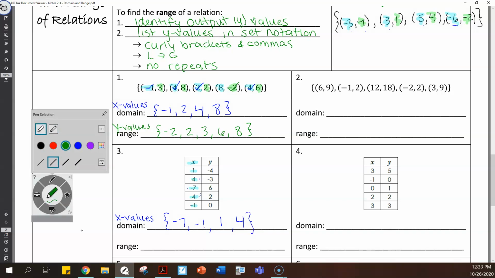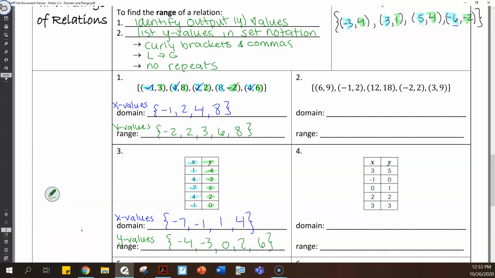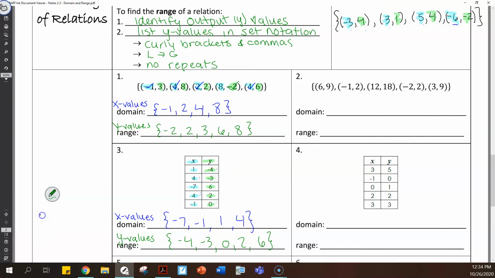Same process for the range, which is my y values. My y values are on the right side: -4, -3, 6, 2, and 0. I want to write these in order from least to greatest. So my least is -4, followed by -3, 0, 2, and 6. Okay, think about how these would go on a number line. -4 is my smallest number. It would go all the way to the left on a number line. So it's going to come first in my set of the range.